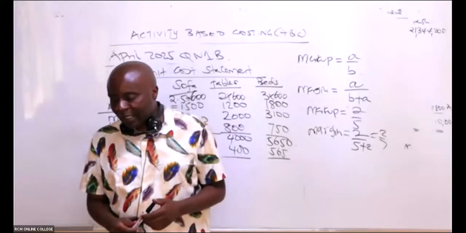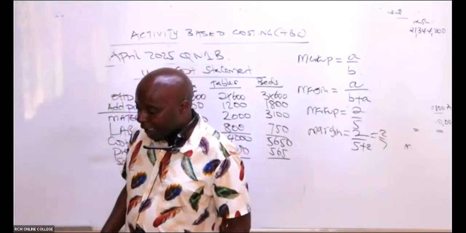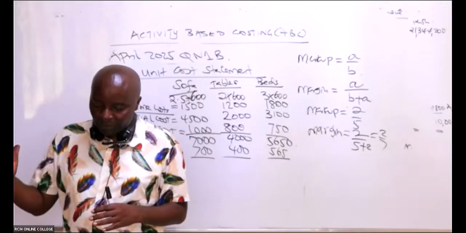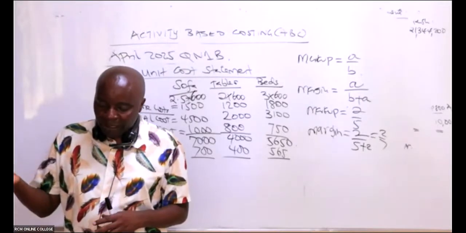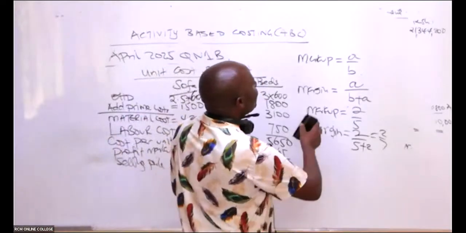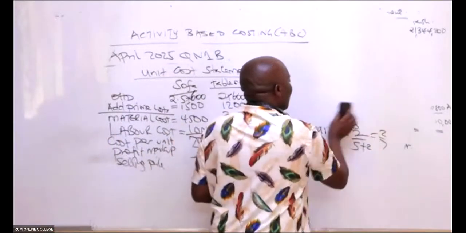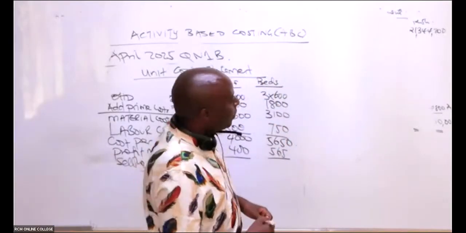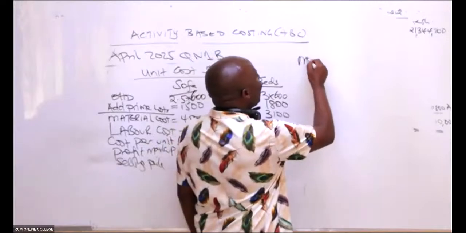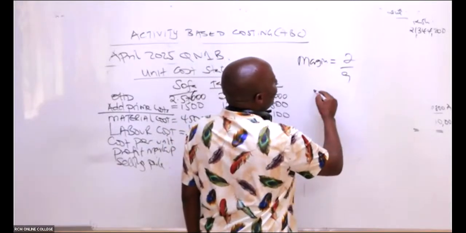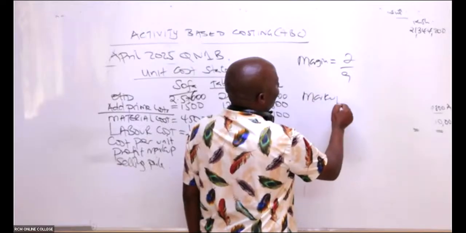Please give me some feedback there, whether you are able to follow. Tell me whether now you have known how to convert markup to margin. And then I'll be able to teach you how to convert margin to markup. What if some ninja came and gave you margin as 2 over 9? What do you think in this case will be the markup?